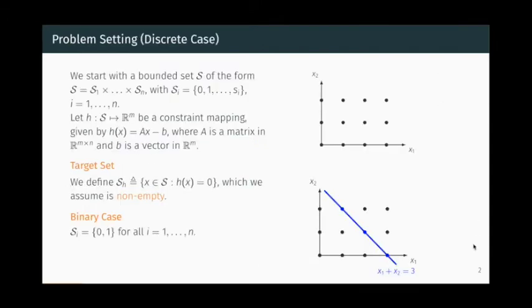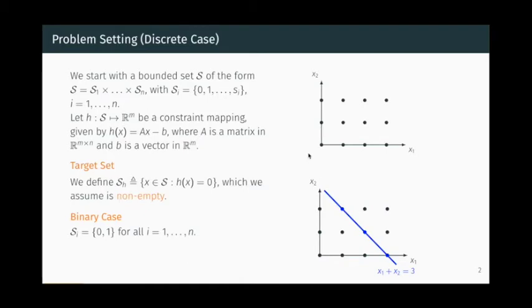So the setting of our problem is the following. We start with a bounded set S of this form in n dimensions. And we have a constraint mapping H, which is a linear mapping, so it's given by a matrix A and a vector B. And this is a very important definition. The target set, we define it as the intersection of our set S with the linear mapping H. And we're going to assume that this target set is non-empty.